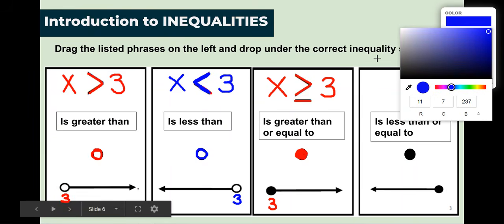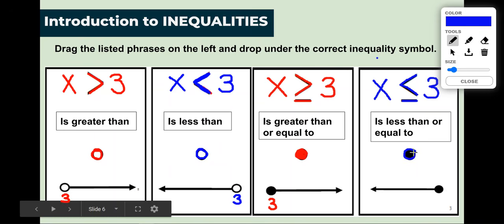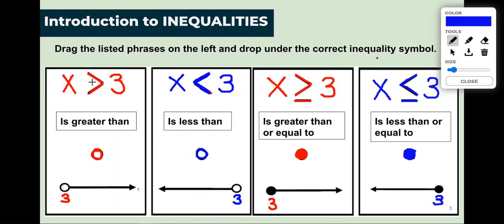Same thing when we're looking at less than or equal to. The less than or equal to symbol looks like the less than symbol, but it has a line underneath it. That is read as x is less than or equal to 3. And it also has a closed circle, because any value that would satisfy this would include any number smaller than 3 and including 3.